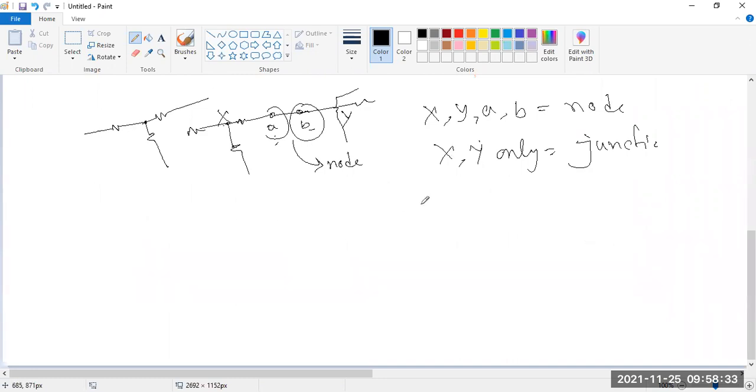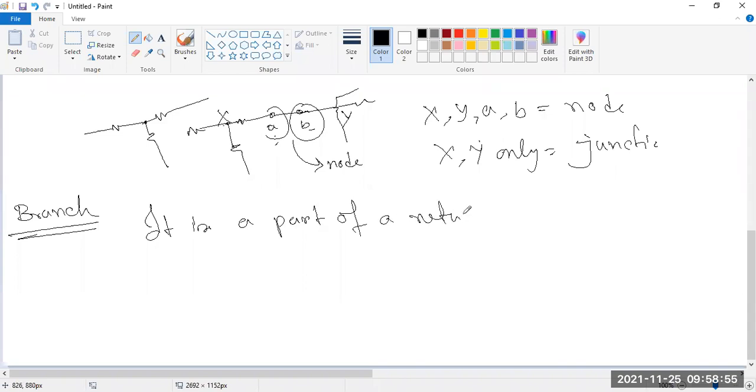Now it is going for the next, branch. What is the branch? In prior classes, I told you, again I am telling, it is a part of a network which lies between junctions.